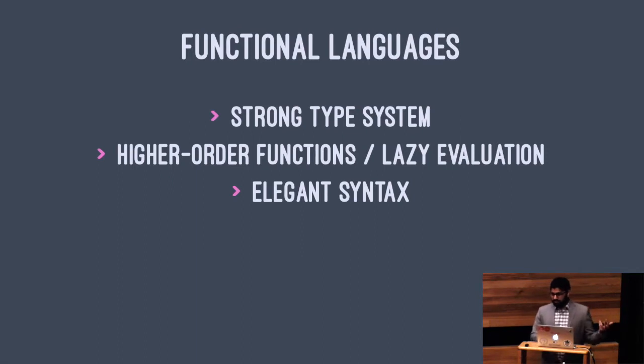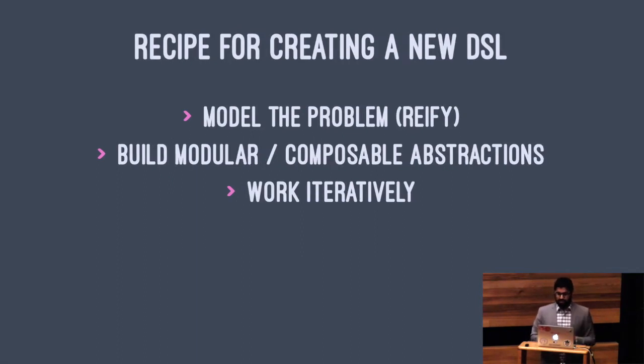And when I've done this at Pinterest, the recipe I've come up with is pretty simple. First, we have to model or reify the problem statement. So generally, you have to think abstractly about what you're doing and figure out how to convert that into the type system. Then you have to build modular or composable abstractions, which are essentially transformations of that model to do what you want to do. It's basically turning that intent into action.